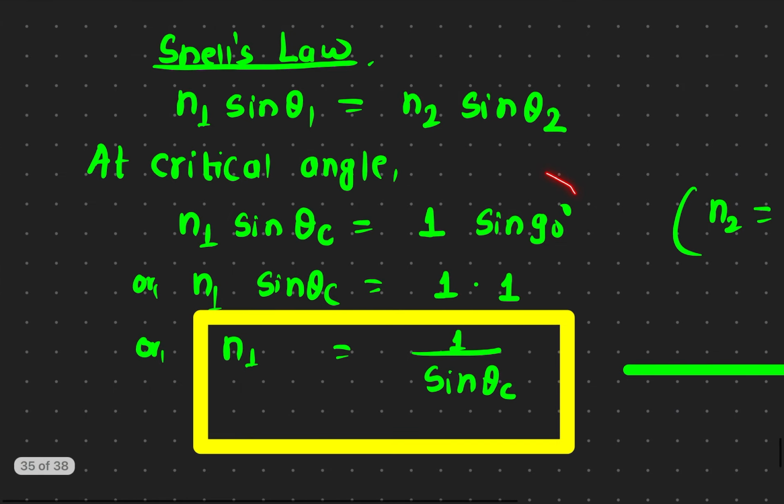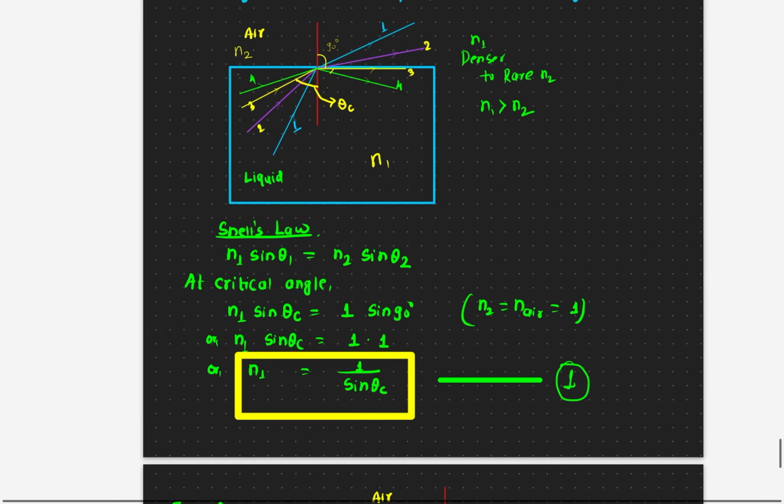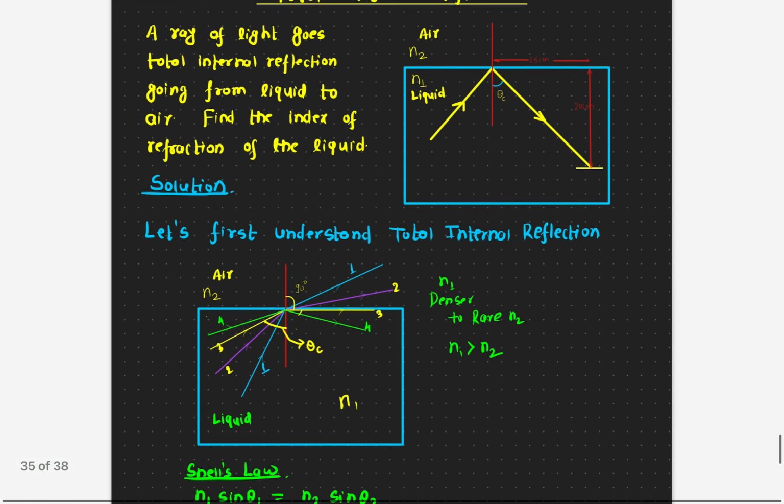What is the value of sine 90? The value of sine 90 is 1. So 1 times 1 is 1. So if I solve for n1, the refractive index, I'll get 1 over sine theta c. So this is the relation between the refractive index and the critical angle. Okay, so let's use this idea to solve this problem here.